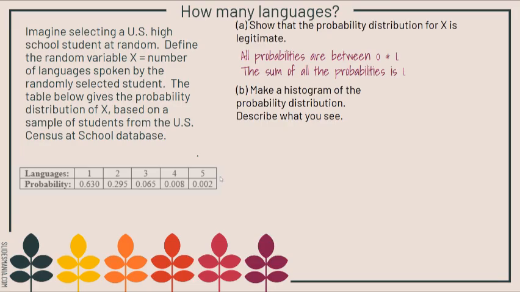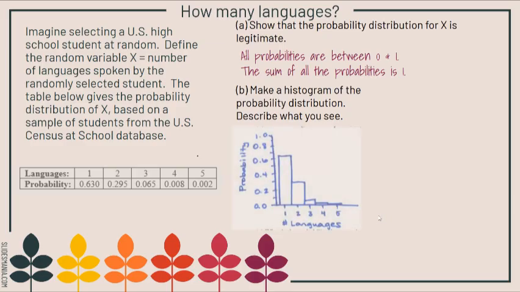Part B says make a histogram of the probability distribution. Describe what you see. So here is an example of a probability distribution. Languages would be on the bottom, probability would be on the y-axis, and then we put numbers and the probabilities. One language is 0.63, 2 is 0.295, 3 is 0.065, 4 is 0.008, and 5 is 0.002. So it has everything it needs, all the labels and everything.